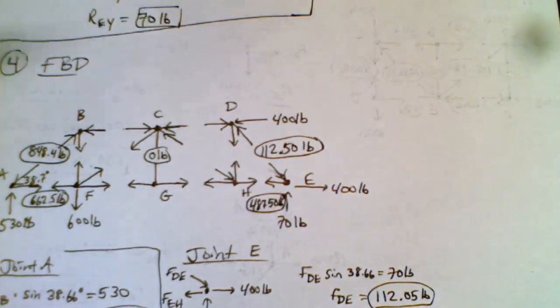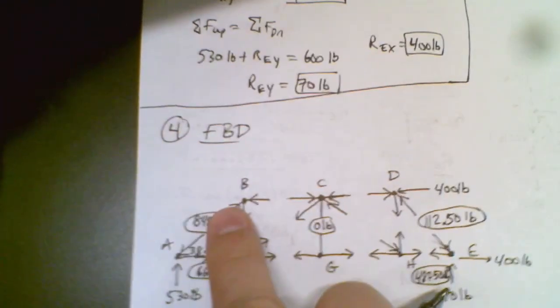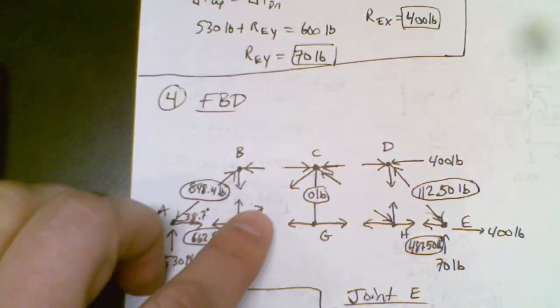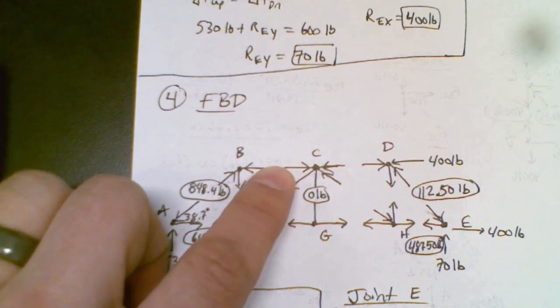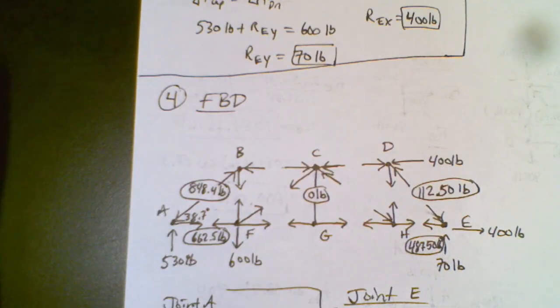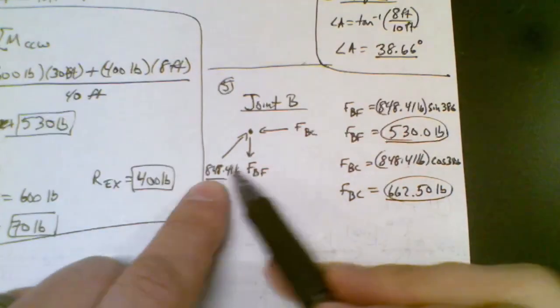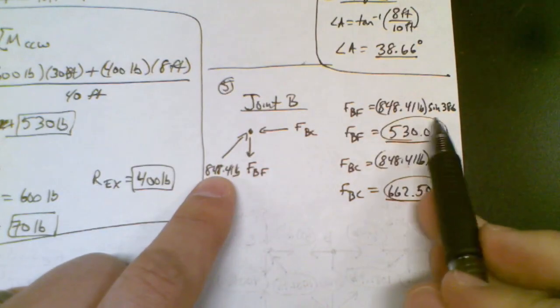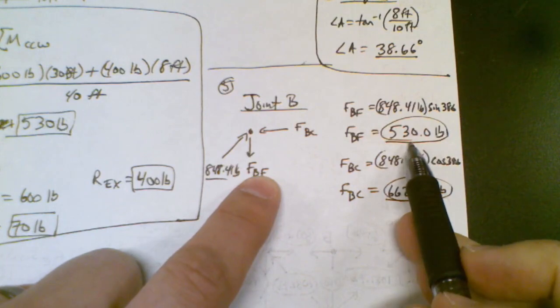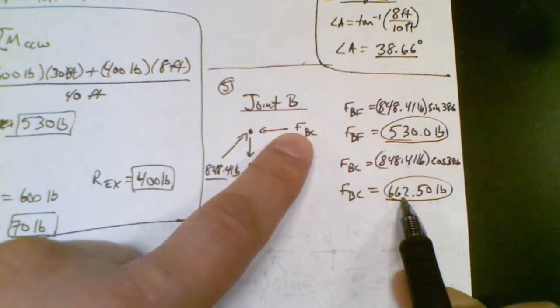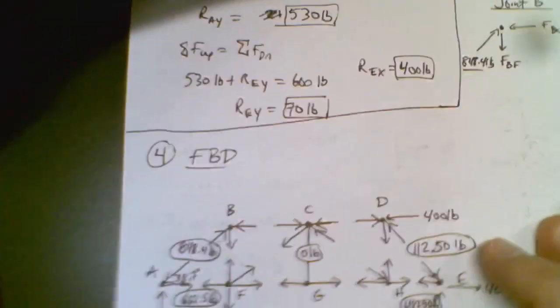And now I can go after B. It's the next not-so-logical choice because you have a diagonal up, and then you can turn it into its vertical part and its horizontal part. So I'll pause and do that. Okay, so if I drew that out, I turn this into its vertical part by using sine and get FBS as 530. Then I turn it into its horizontal part by using cosine and get 662.50. So now we're filling in some stuff.